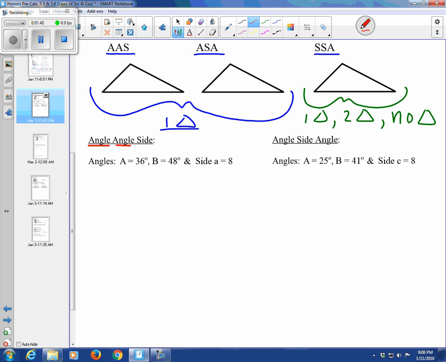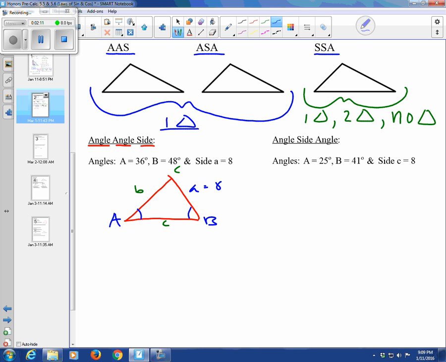So let's start with angle, angle, side. We're given angle A is 36 degrees, angle B is 48 degrees, and side a has length 8 for some triangle. Let's draw that triangle. We've got our angle A, we've got our angle B, and we've got our side a opposite our angle A. That means that the dimensions we're missing are side b, angle C, and side little c.